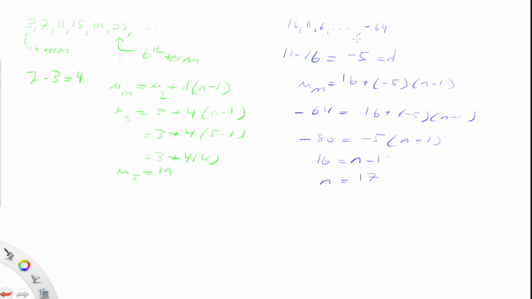So in this case, there are 17 terms in this entire sequence, from 16 being the first term and negative 64 being the 17th term. So basically, this is how you find the number of terms in a sequence, if it is finite, obviously. If it's infinite, there is an infinite number of terms in the sequence.